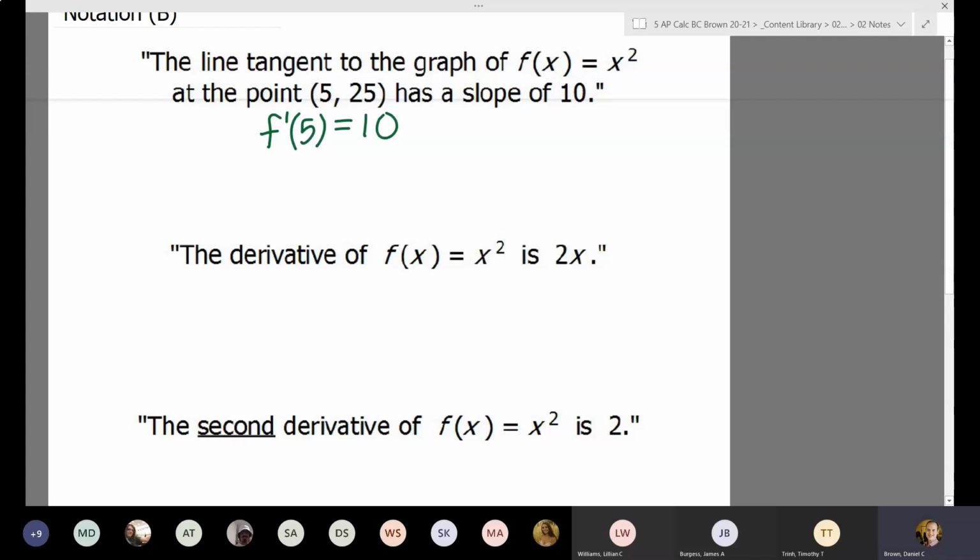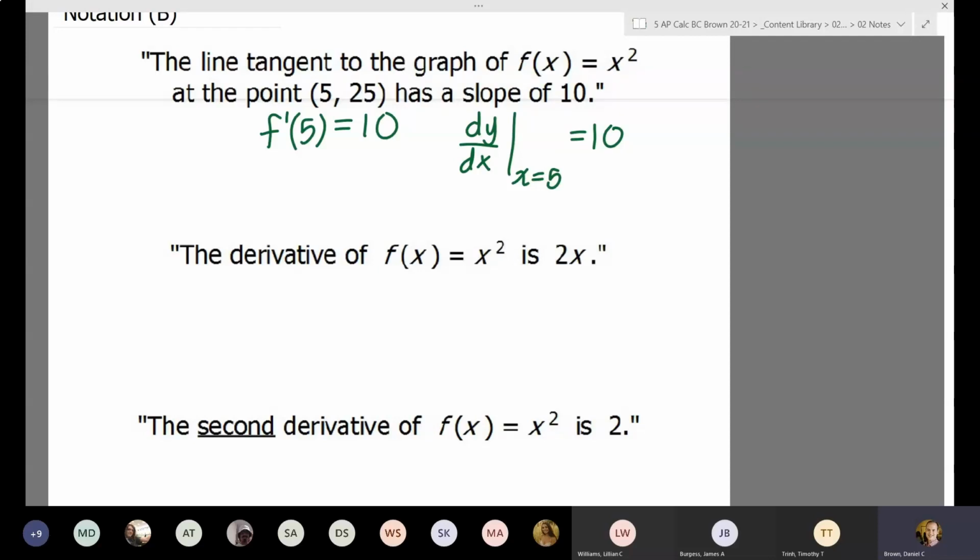is 10. If I'm doing the Leibniz notation, it looks a little bit different, but we can still state that the first derivative is 10. That's the value of the first derivative at a specific x point. We can also talk about the derivative as a function itself.